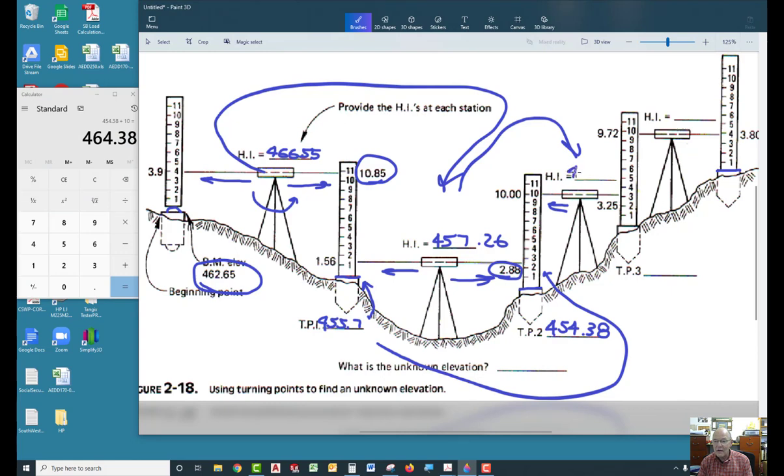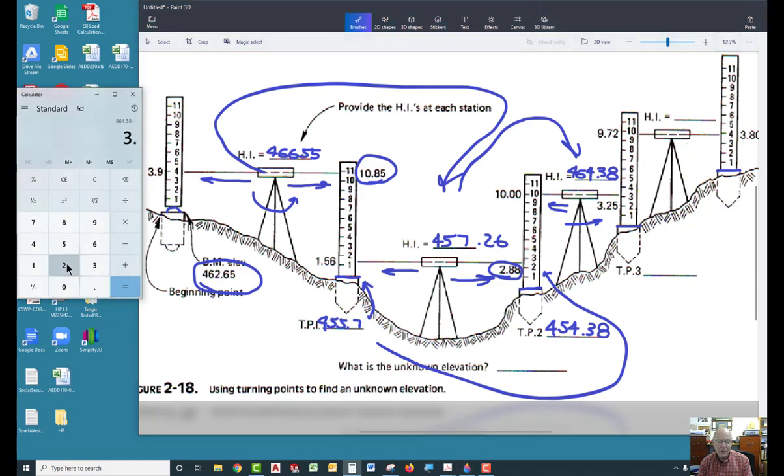So right up here we're going to have 464.38. Height of instruments, swings it around. We do a foresight now, looking back at our next turning point. Somebody goes over there with a big ruler. The ruler is set right on top of that turning point. And we go, all right, how much lower than my instrument, how much lower than that surveying level is that point? We sight across and we see 3.25. So that means this point is 3.25 feet lower than the instrument.